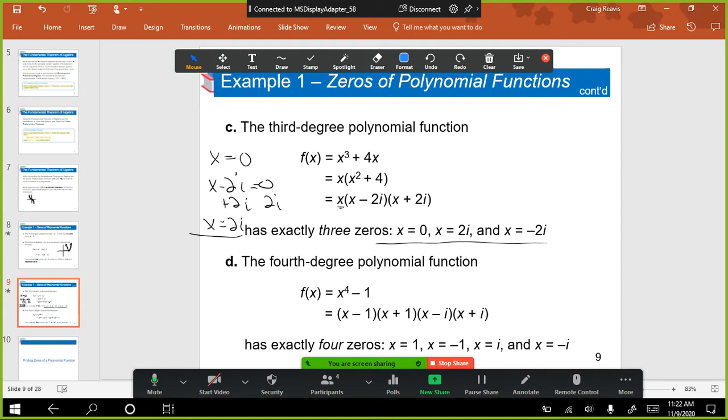And then the same thing, x plus 2i equals 0. I would subtract 2i and I get negative 2i. That's how they get these three zeros. The zeros equal 0, 2i, and negative 2i, because once it was factored. Now, I want you to notice this too, how they factored this. This is going to be something we're using today right here.